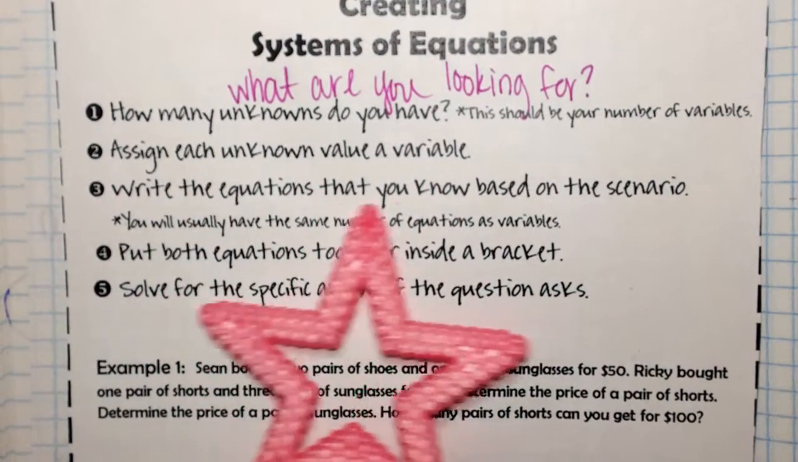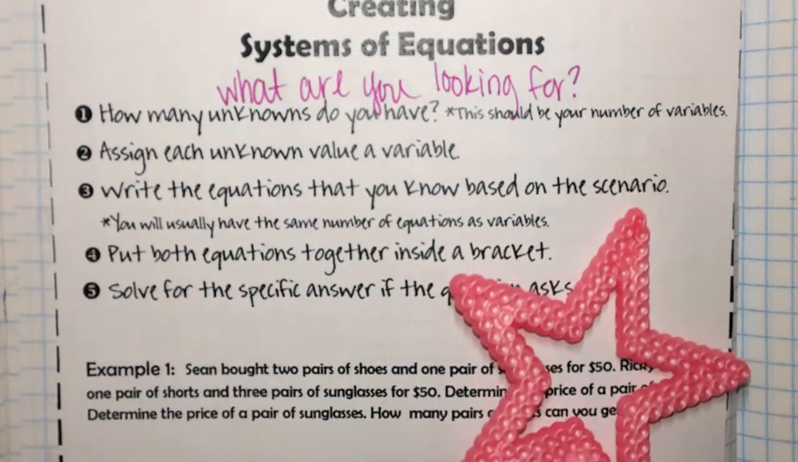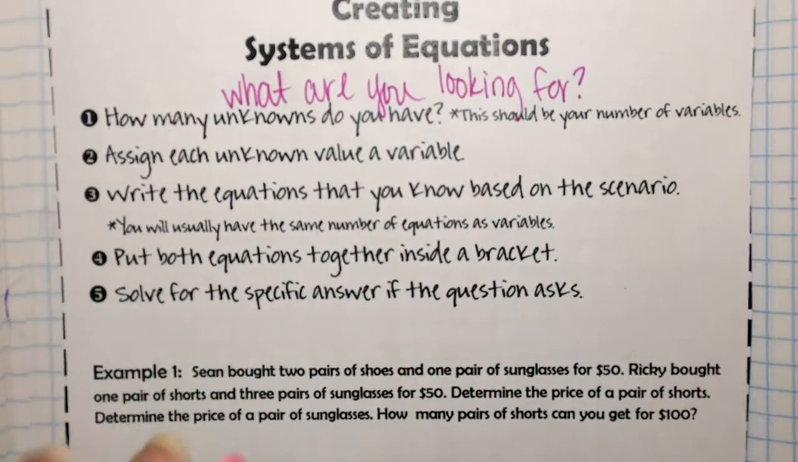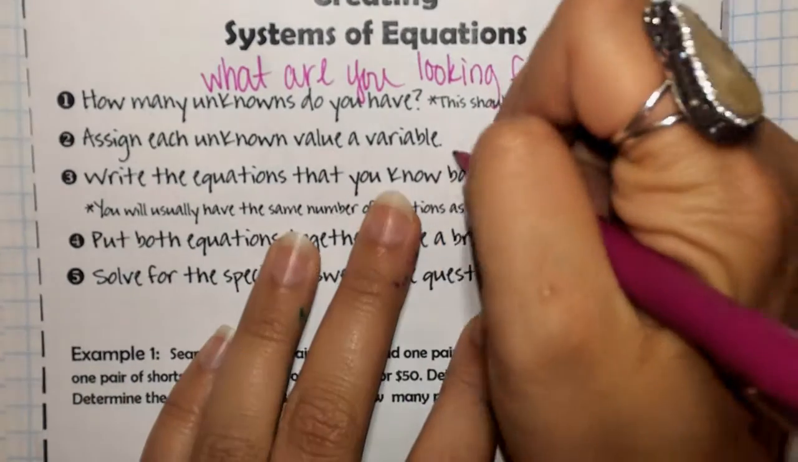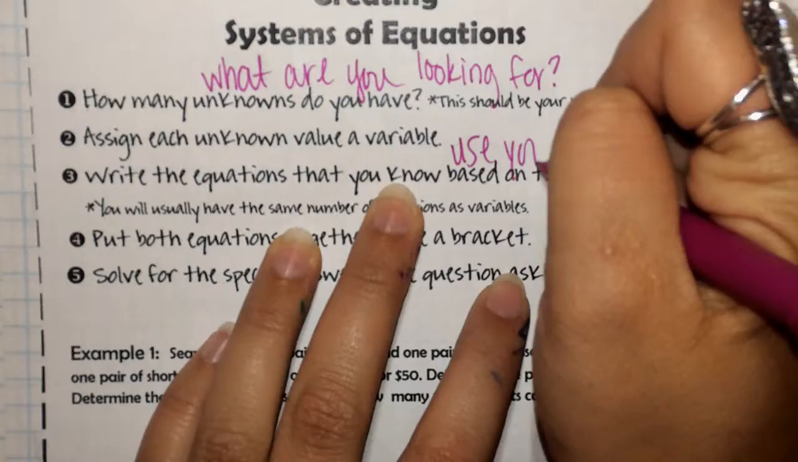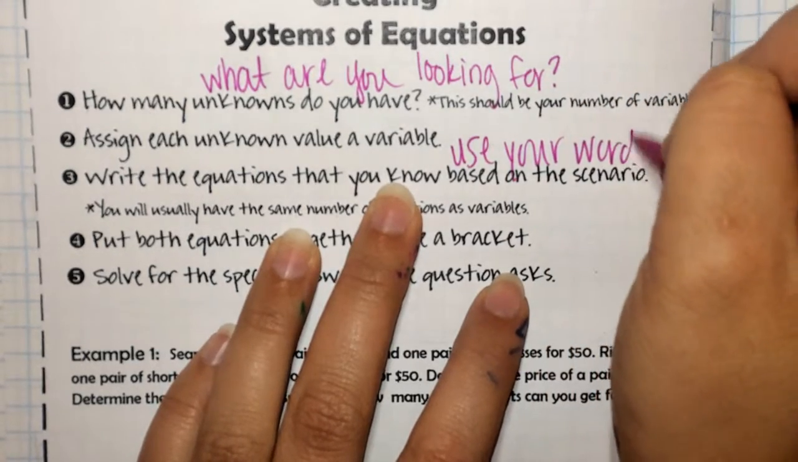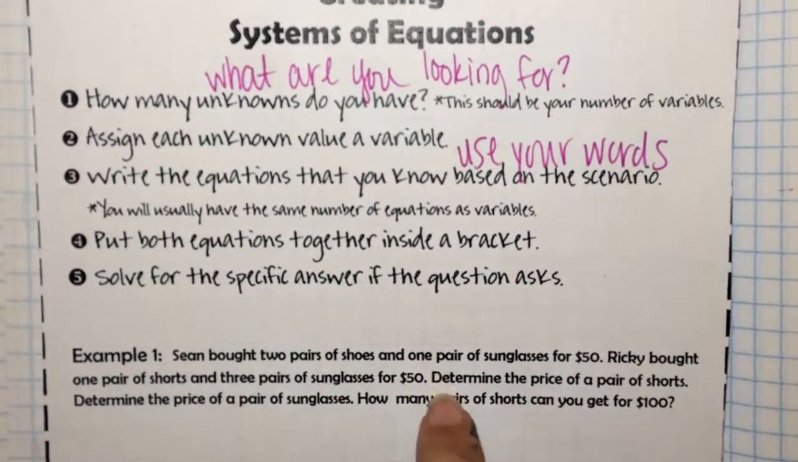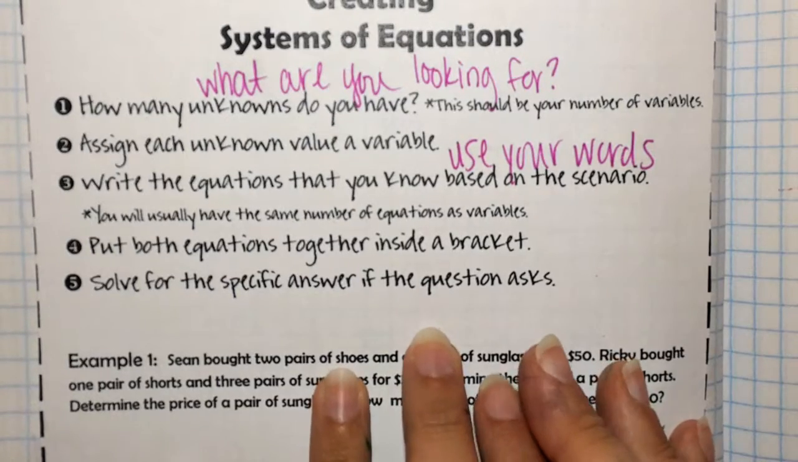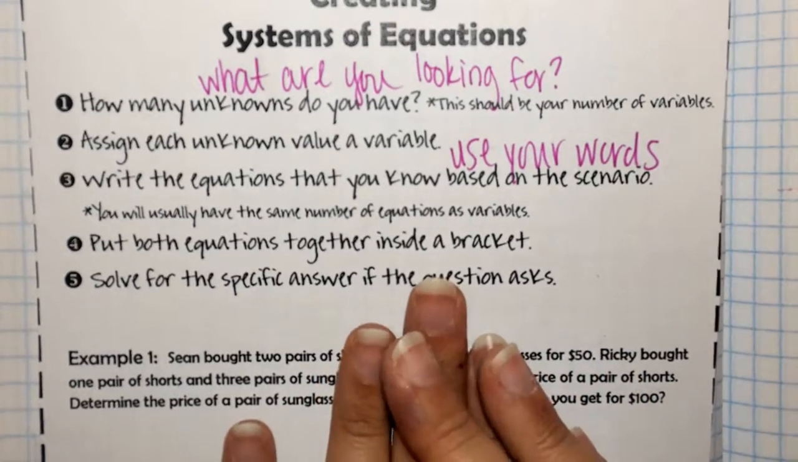Alright, write the equations that you know based on the scenario. What does the word scenario mean? Situation. So use your words. If it says sum, that means plus. If it says difference, that means subtract. If it says baby Jesus, you're going to baby Jesus it.